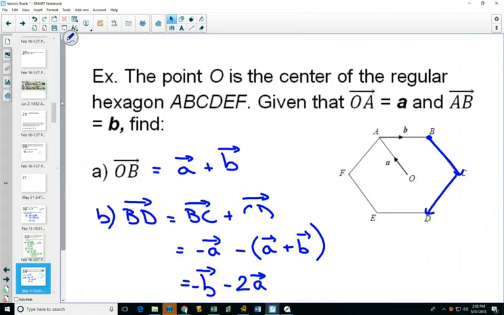So when I write my answer that way, this is what you want to say. I could have gone negative B, negative 2A's. And that matches up with our answer.